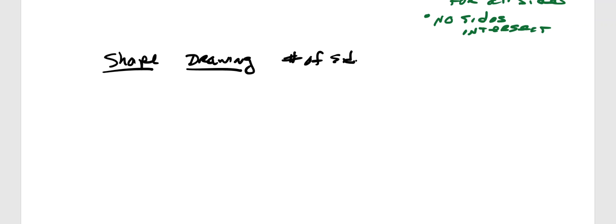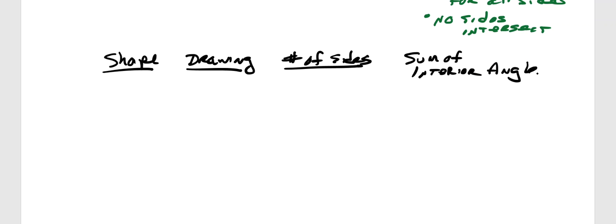Now, what we'll do is create a simple little table. So what I want you to do is write shape, and we'll do a quick drawing. So we're going to give the name of the shape here, then we're going to draw the shape, and then we're going to write number of sides, and then we're going to say sum of interior angles, essentially the total of all the interior angles.